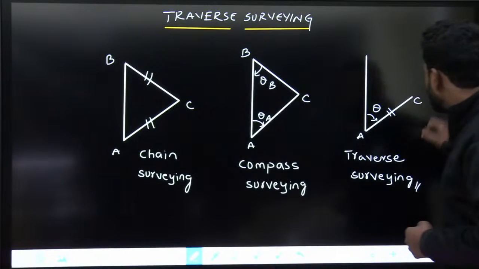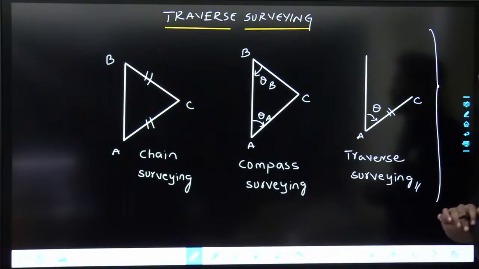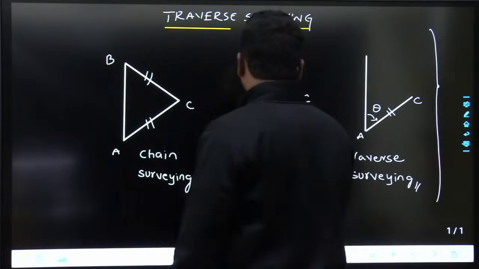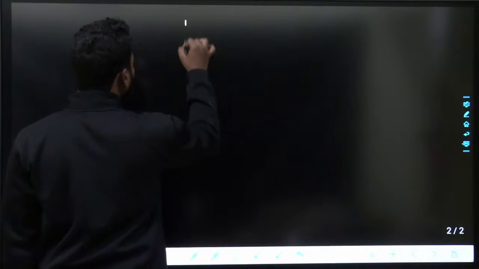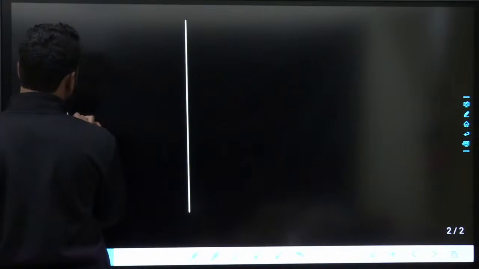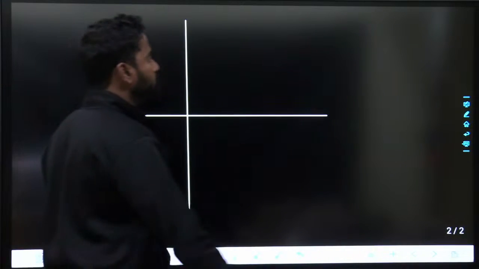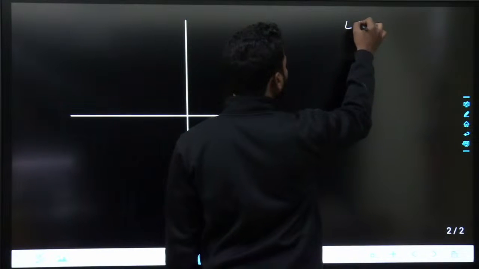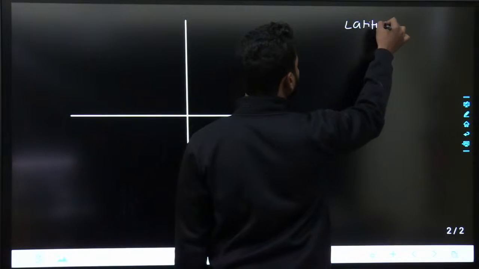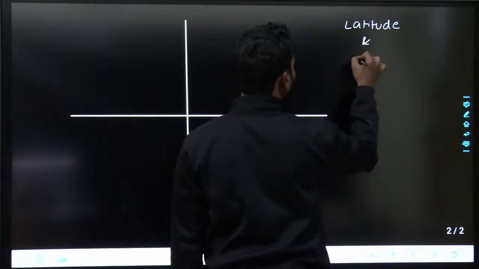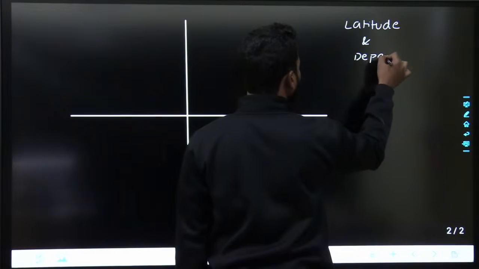So this is what you will be seeing in traverse surveying. The very important thing is that the whole traverse surveying is based on only 2 things: latitude and departure.